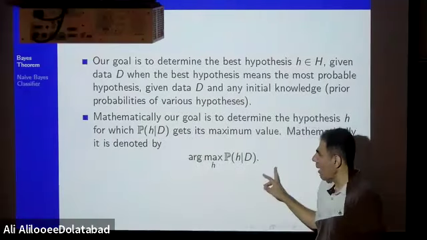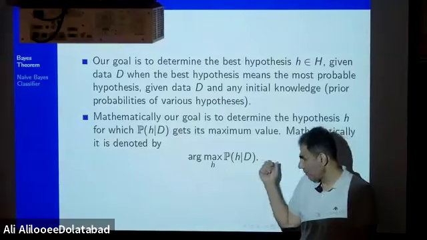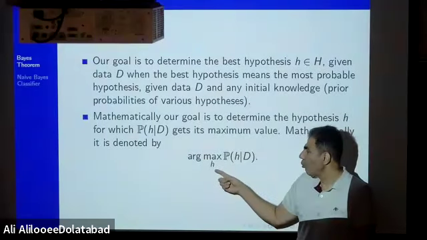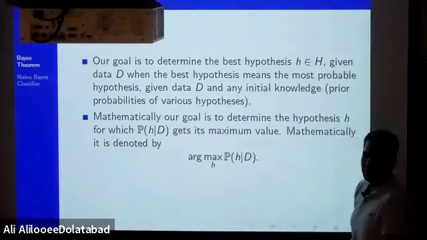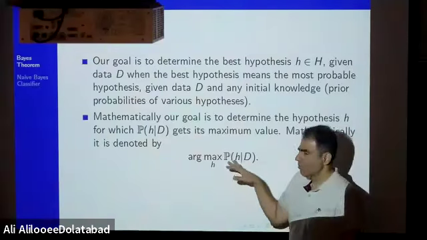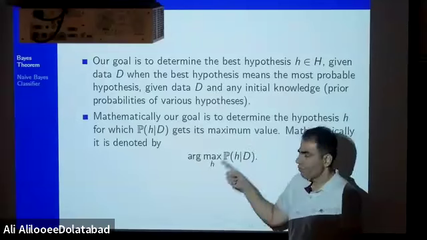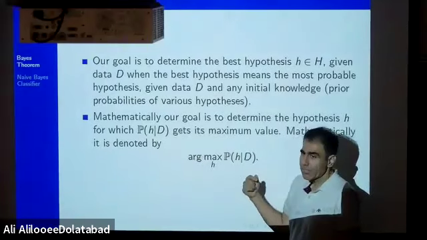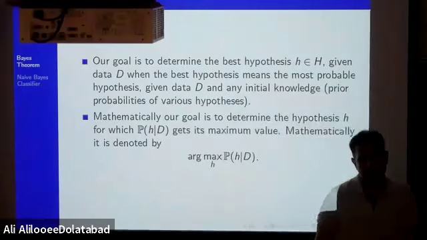Mathematically, this notation can be written in this way: argmax over H of P(H given D). If I explain what it means, you want to find the hypothesis for which this probability gets maximum. I hope this notation makes sense. It is a very popular notation in machine learning. When you write something like this, it means you want to find the hypothesis for which this probability is maximum.